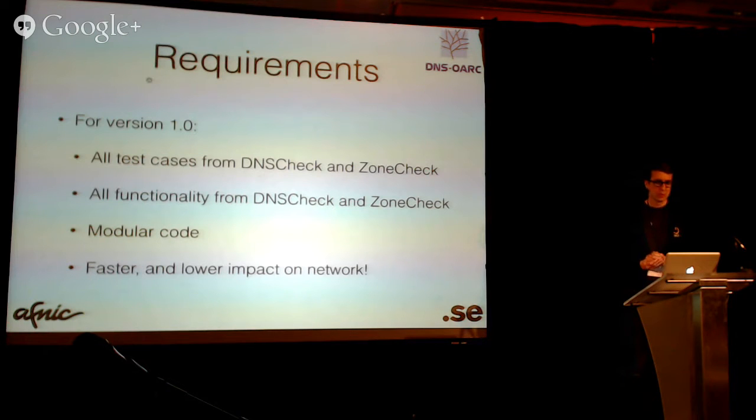So what we wanted to have for version 1.0 is all the test cases that DNSSEC and ZoneCheck already did, and all functionality, which meant web interface and everything. We also wanted to have a modular code, so any developer at AFNIC or DNSSEC could write code independently from each other. And we also wanted the tool to be faster and have a lower impact on the network, querying less than the previous tools.